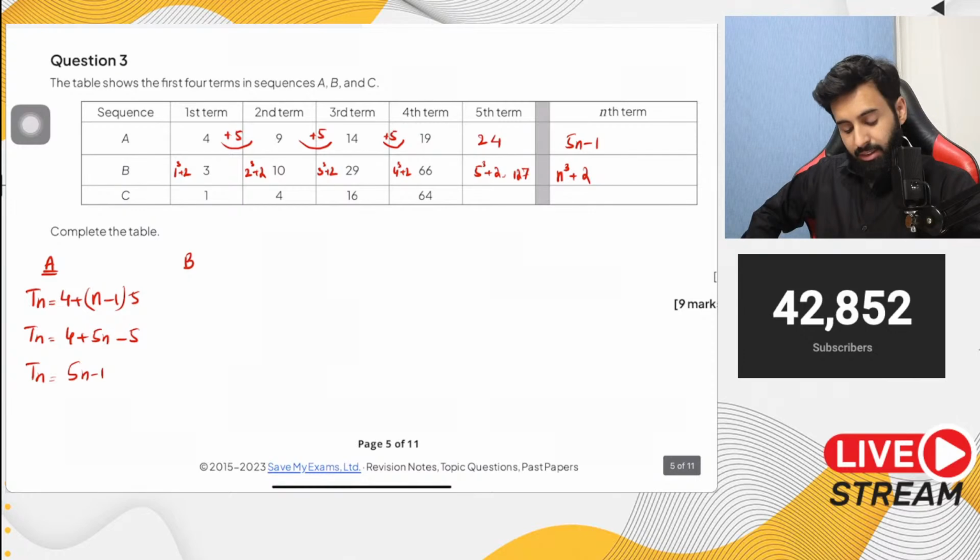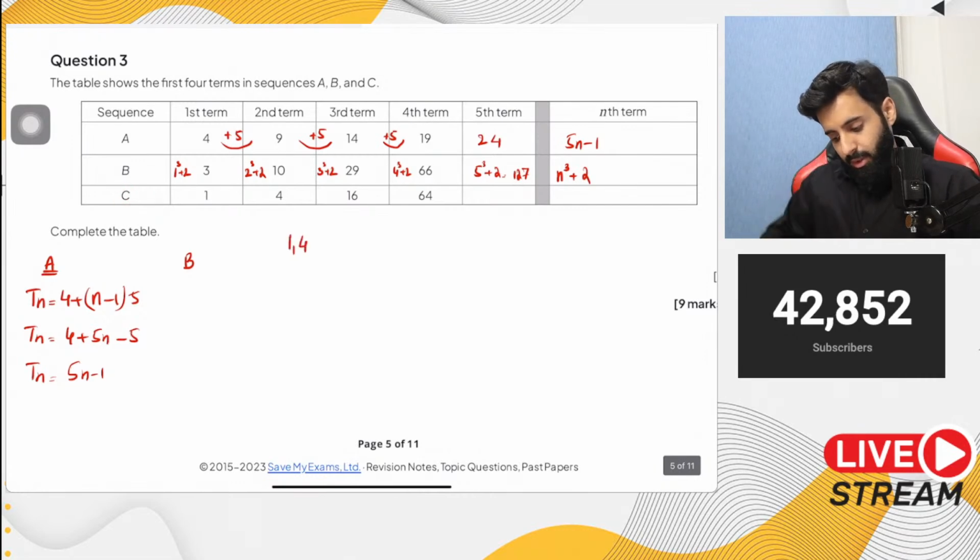Now let's look at sequence C. So let's see what we can do over here. So we have 1, 4, 16, 64. So here you can see that this is a geometric sequence. Why?